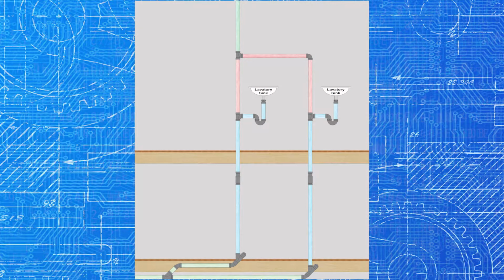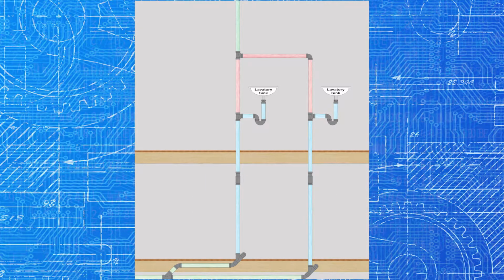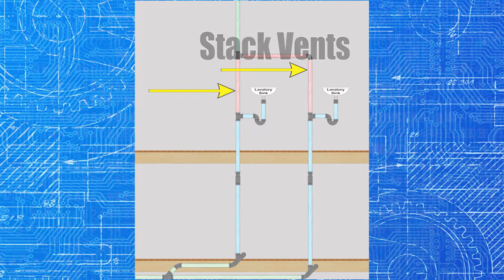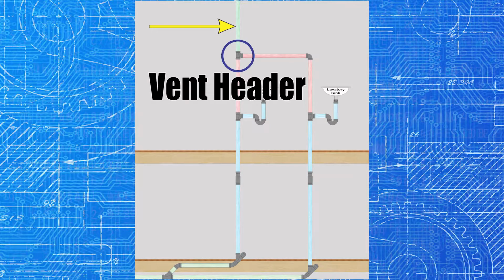Let's use this picture to illustrate this. So I have two lav sinks on the top floor, both of which have a drain draining down through a full story and into a branch. So both of those are soil or waste stacks. Then that means the red pipe coming off the top of them are stack vents. So we have two stack vents that join together, and that resulting green pipe is then a vent header.